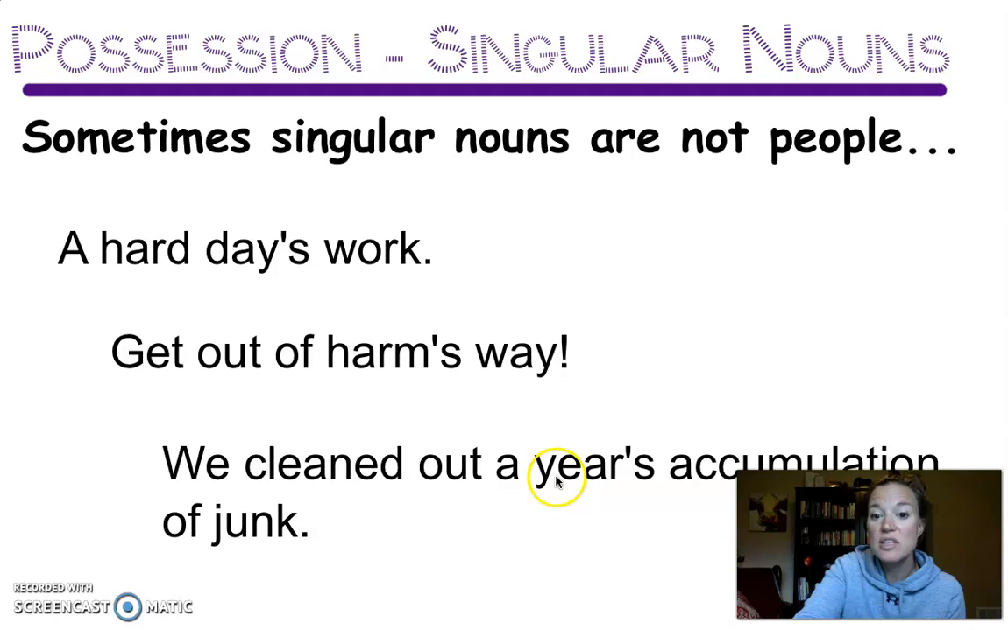We cleaned out a year's accumulation of junk. The year is owning the accumulation of junk. I'm not talking about more than one year, just one year, but it's owning the accumulation of junk. So I need to use the apostrophe to show ownership. Let's practice this. A few questions after this video where you get to practice singular nouns, people, things, owning something.